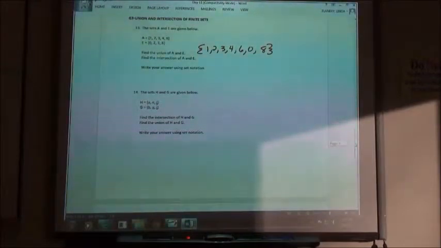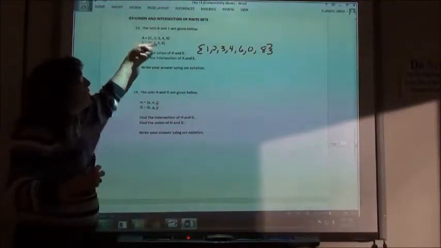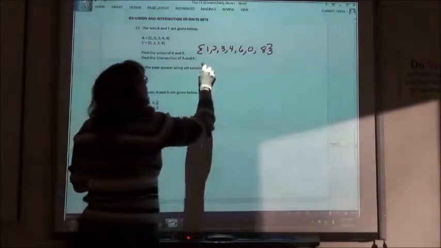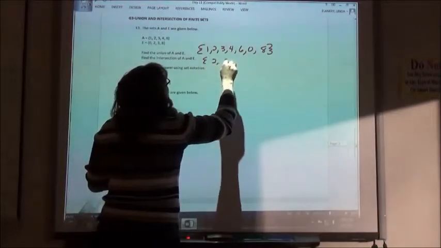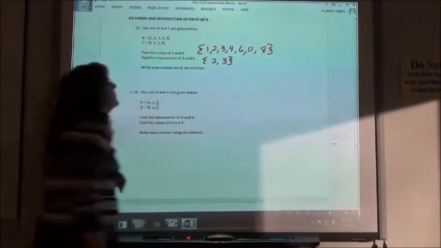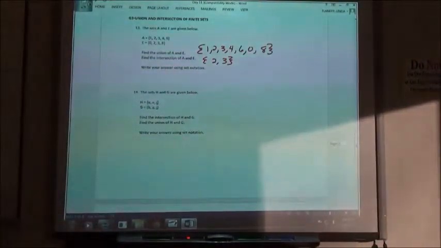Intersection, where do those two sets overlap each other? What do they have in common? Well, if I look, they both have a 2 and they both have a 3. So the intersection of my two sets is just 2 and 3. So union, you're listing every number in both sets once. Intersection, only those numbers that are in both of your sets.